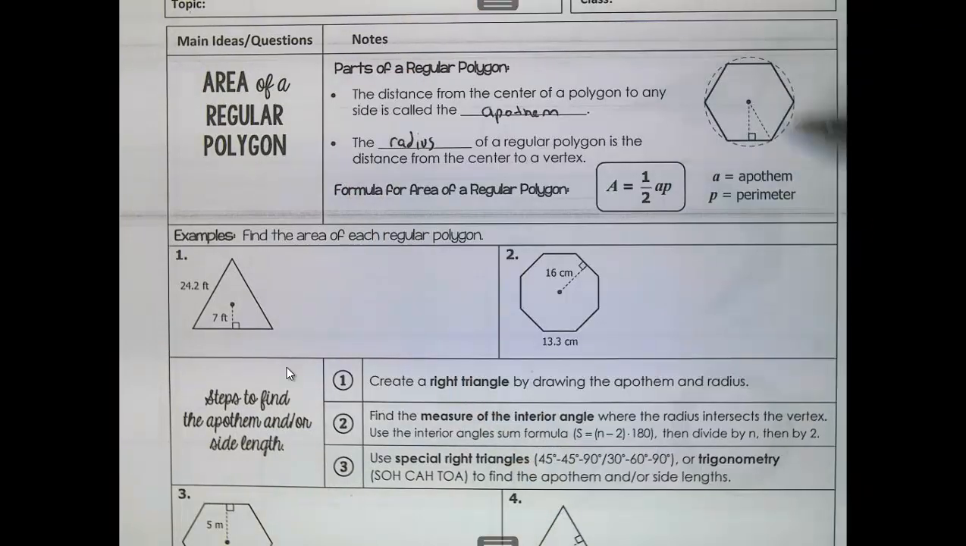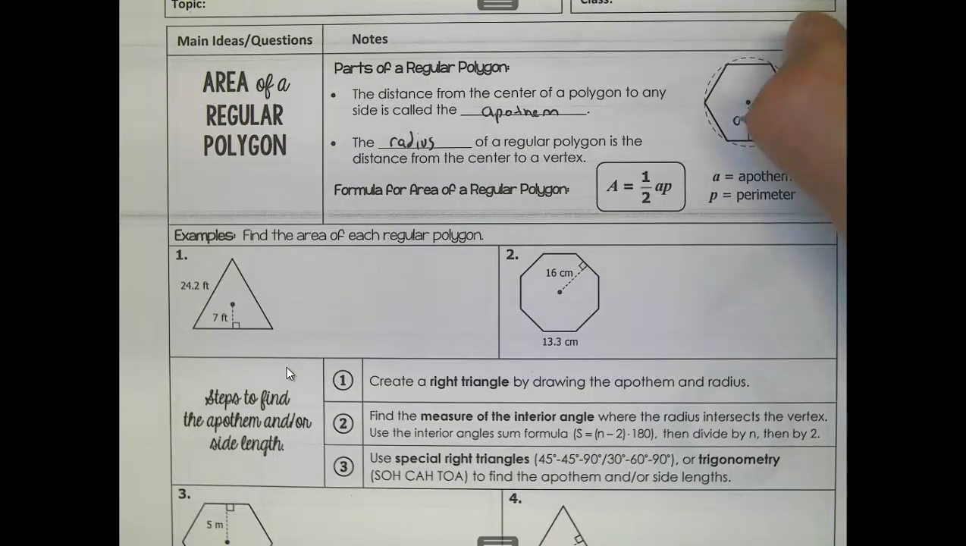Next is the radius. Radius is what you think. It's the distance from the center to one vertex, just like it is in a circle. So there's the radius right there. I'll label this A, and I'll label this R.